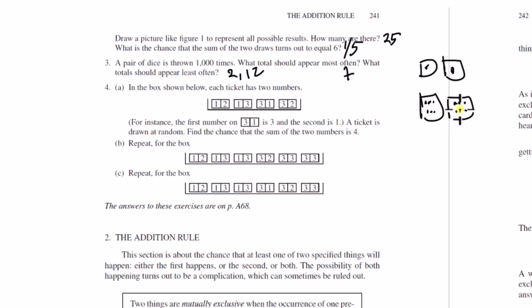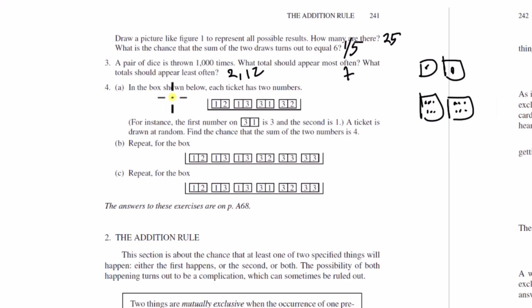Any other outcome, like getting to where they sum to 3, you could get a 1 and a 2 or a 2 and a 1. Where they sum to 11, you can get a 5 and a 6 or a 6 and a 5. Here, there's only one unique way you can get a 2. There's only one unique way you can get a 12.